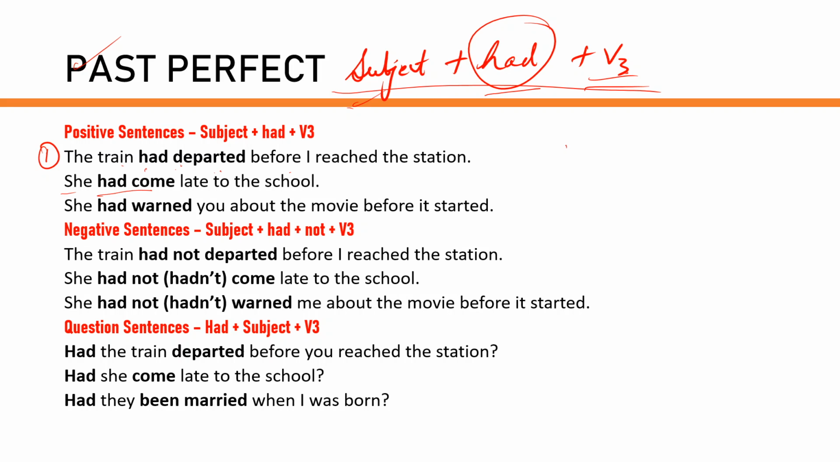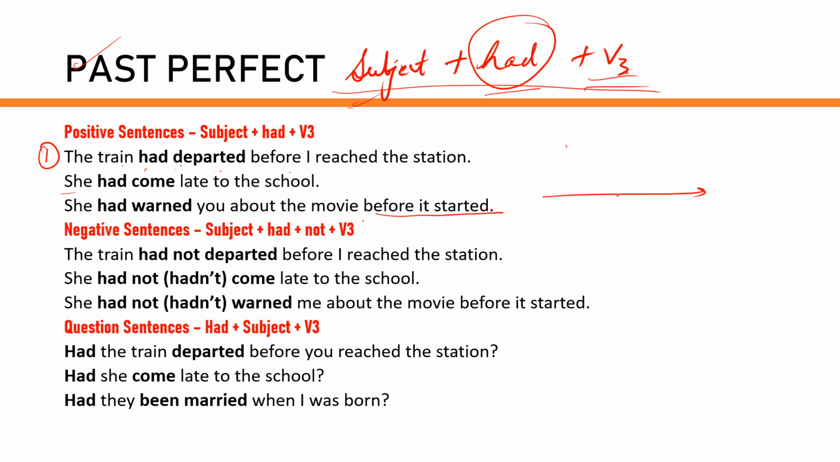She had come late to school. She had. Now as you see, there's nothing, there's no second incident, right? But there should be, although the sentence is correct, okay, although the sentence is in past perfect, but the correct usage, okay, if you use it in real life, you will have something else to say also, right? Here is just one sentence. So she had warned you about the movie before it started.